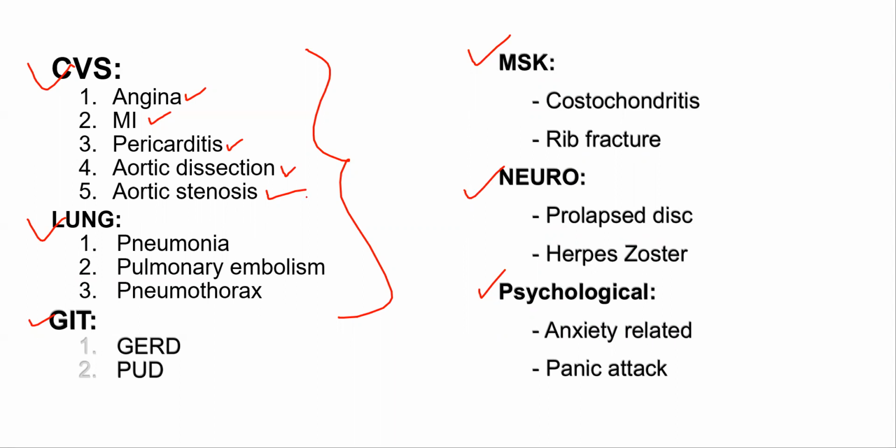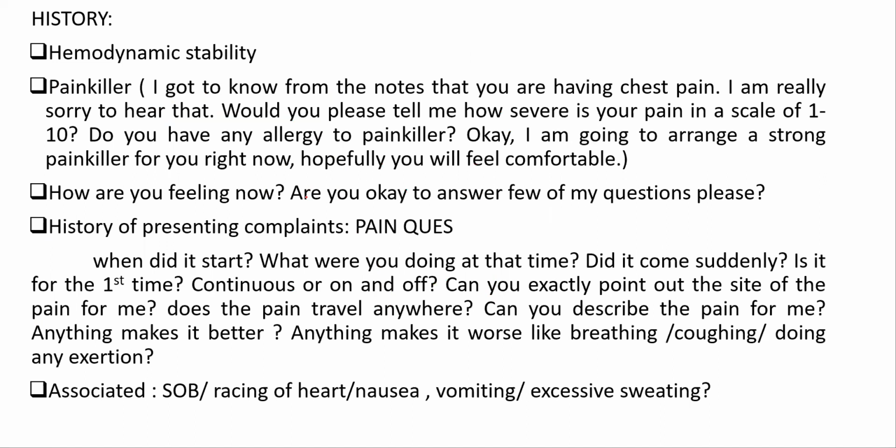Good. Now you know about these differentials. Let's move on. So history for chest pain is a very important history. It will give you an idea about a lot of other cases as well. So in the history, first of all, a patient, let's say 45-year-old, coming to you with a sudden onset left-sided chest pain for the last 1 hour.